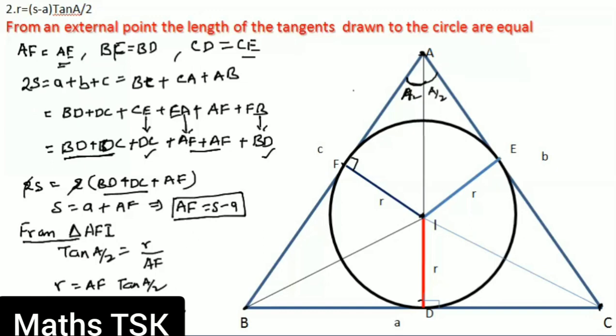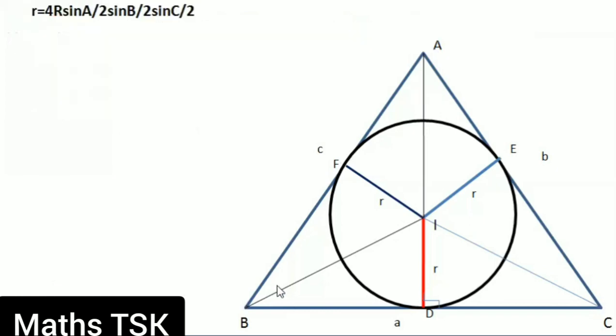Therefore, r is equal to s minus a tan A by 2. Similarly, you can prove r is equal to s minus b tan B by 2 and r is equal to s minus c tan C by 2. We have to prove that r is equal to 4R sin A by 2, sin B by 2, sin C by 2. Last one here, it is a triangle.